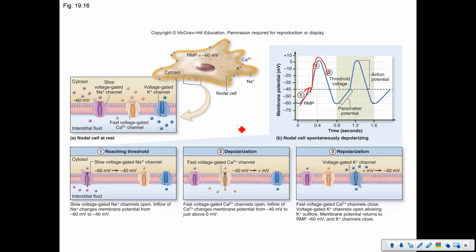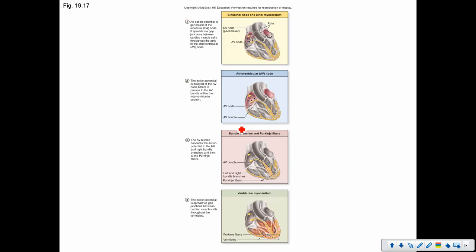All right, so this happens in those nodes. Sinoatrial node, atrioventricular node, they both do this thing. Now the rate of depolarization is different depending on the sinoatrial or the atrioventricular. So like I said, the sinoatrial node has a faster rate of depolarization. So this is usually the one that establishes the rhythm of the heart.